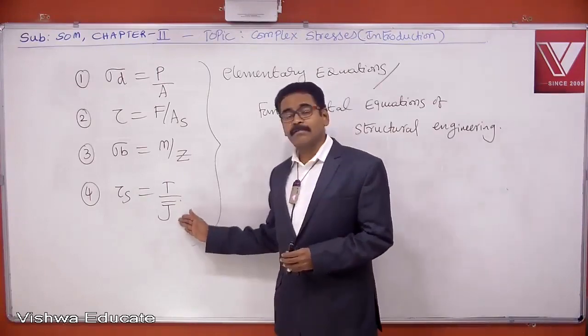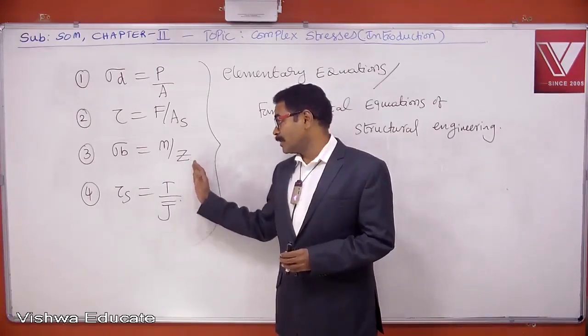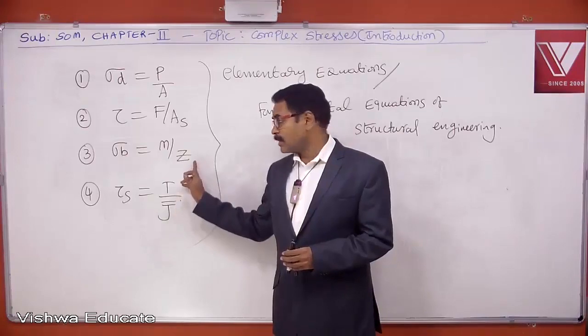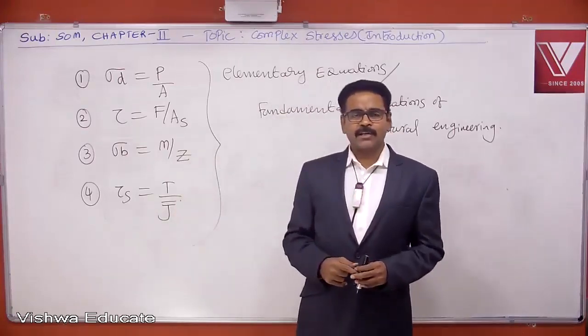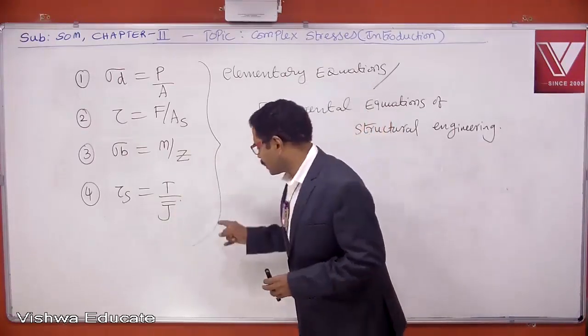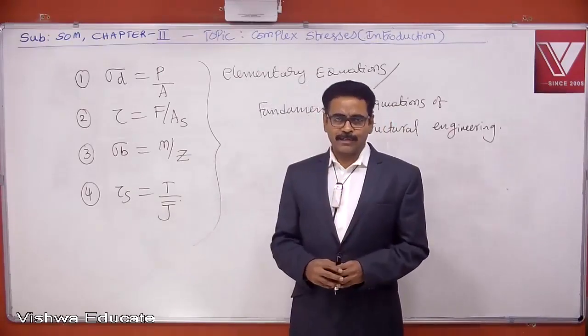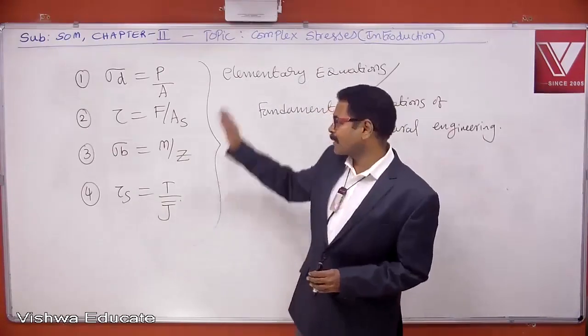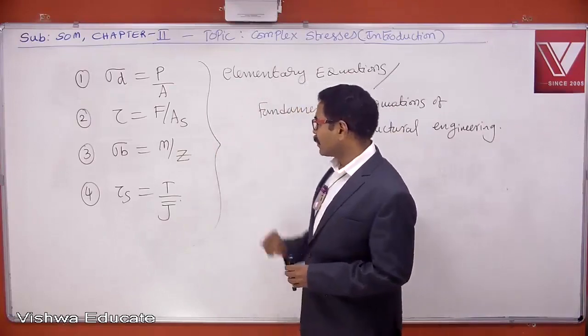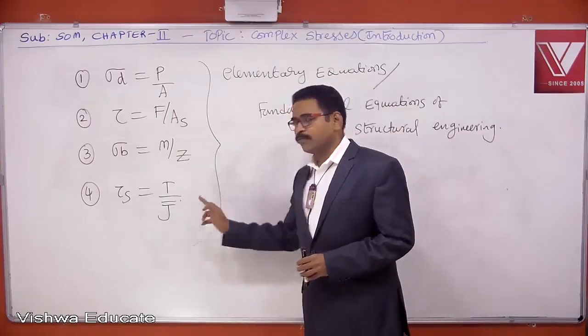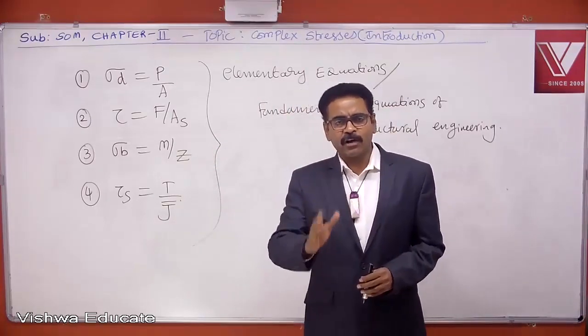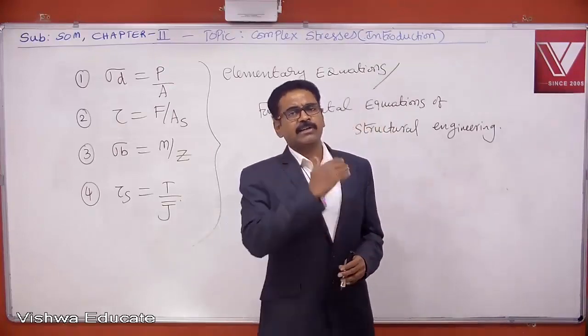This Z and J bar are special. Z is section modulus of cross section of beam. J bar is polar modulus of cross section of shaft. On the whole, the first formula, third formula, fourth formula, 1, 3, 4 are giving stress on cross section.